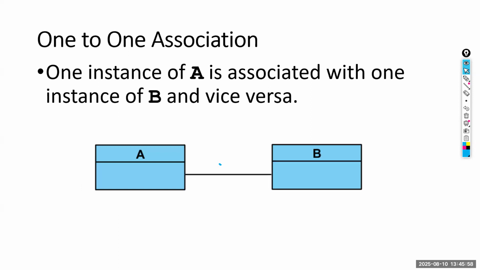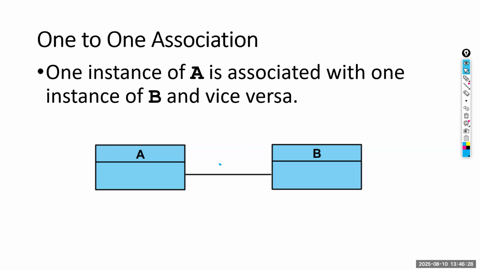So one-to-one association means one object of A is associated with one object of B, and one object of B is associated with one object of A. Again, it can be unidirectional or bidirectional. Those are independent concepts. Direction is one concept, uni or bi. Multiplicity is a different concept: one to one, one to many, many to many. So therefore, there are 3 into 2, 6 possibilities.